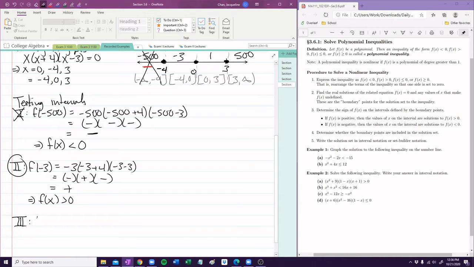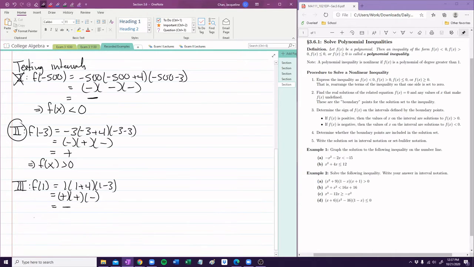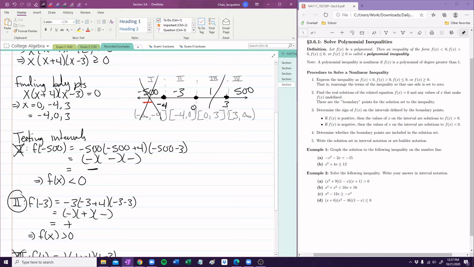Looking at the third interval, we have f of 1. So this is 1 times 1 plus 4, 1 minus 3. So this is positive, positive, and negative, which gives me a negative. What does this tell me? This tells me f of x is less than 0. So again, not a part of our solution.